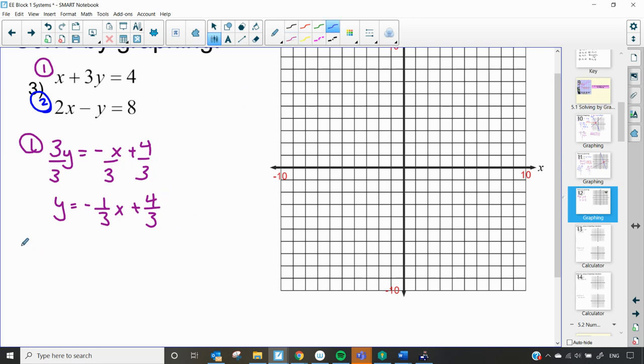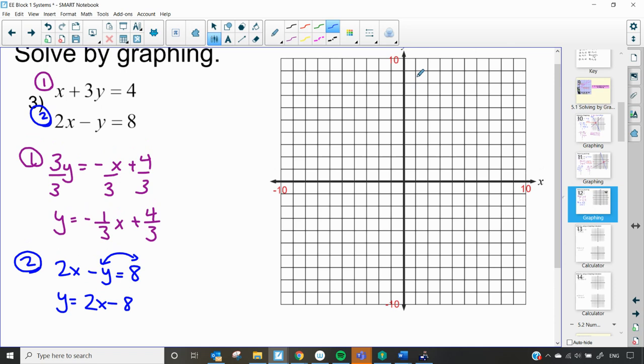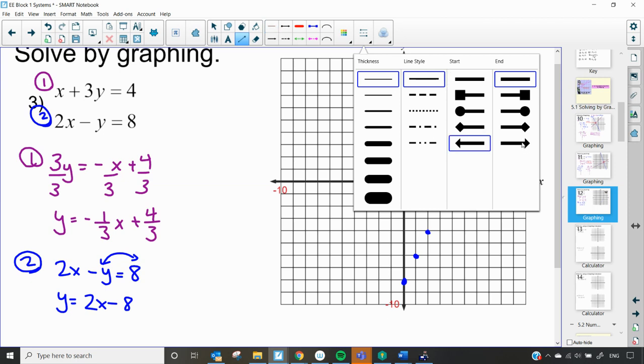Now, taking a look at equation number 2, we've got 2x minus y equals 8. So we're just going to swap the y and the 8, and we're going to have y equals 2x minus 8. Now that one's a little easier to plot, so I'm going to plot that one first. We have negative 8 down here. Slope is 2. So 1, 2 over 1, 1, 2 over 1, and so on. Again, once you have a few points there, you can plot your line.